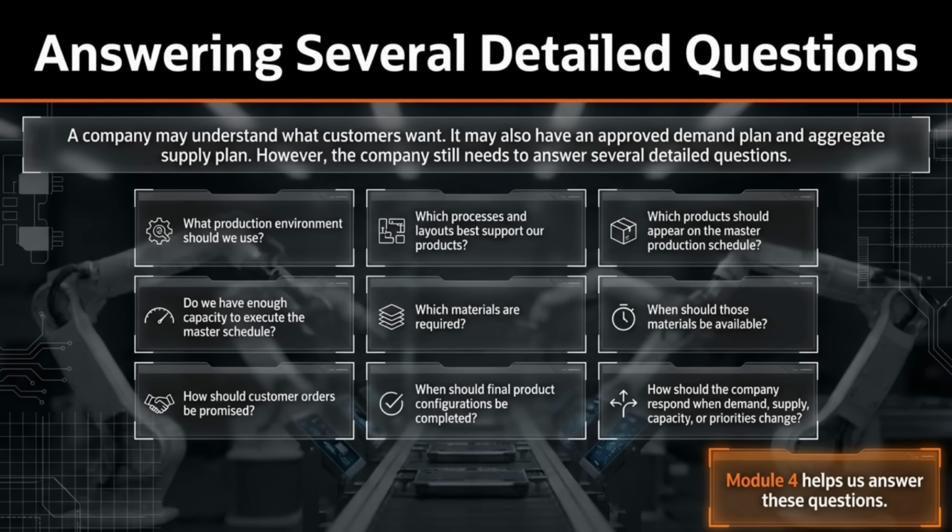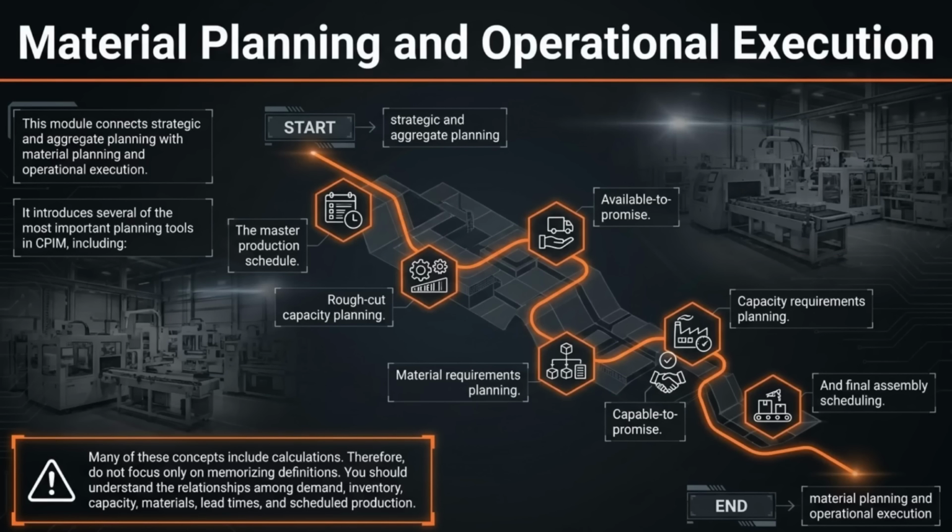Module 4 helps us answer these questions. This module connects strategic and aggregate planning with material planning and operational execution. It introduces several of the most important planning tools in CPIM, including the Master Production Schedule, Rough Cut Capacity Planning, Available to Promise, Material Requirements Planning, Capacity Requirements Planning, Capable to Promise, and Final Assembly Scheduling.